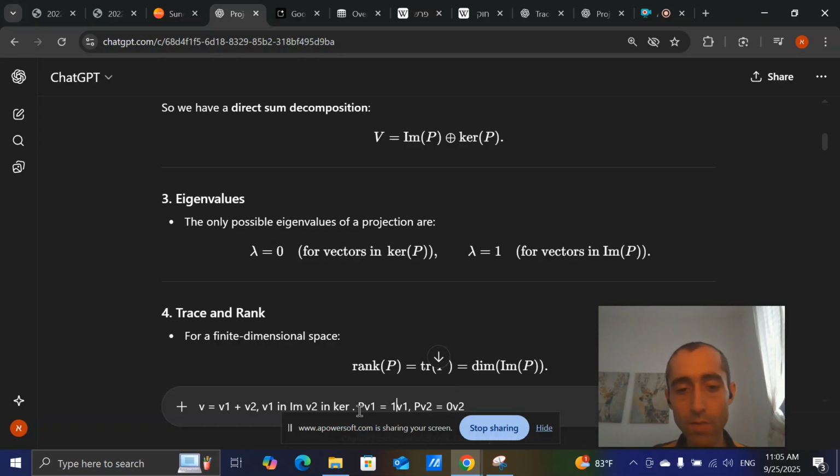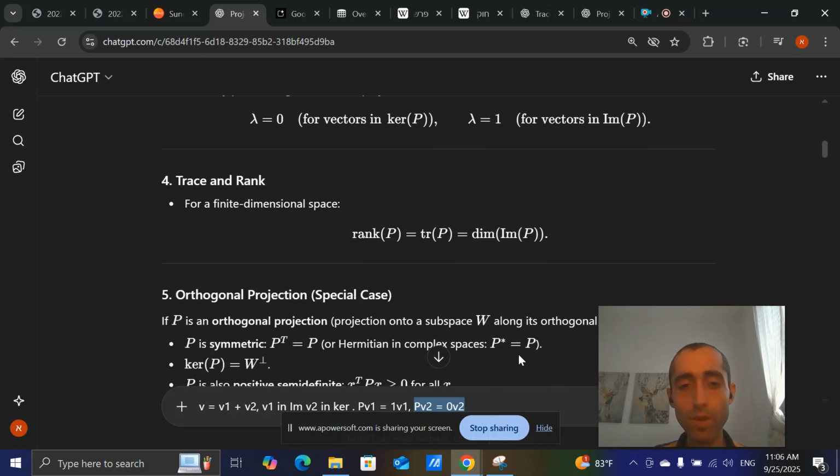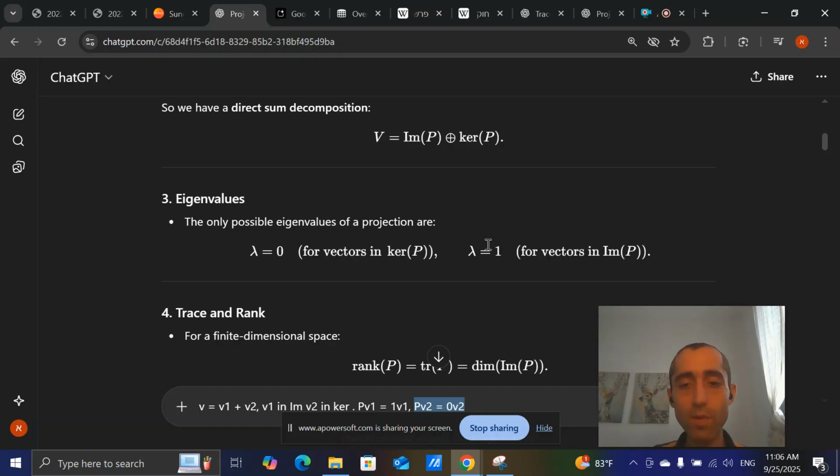You can see here the eigenvalues: the eigenvalue 1 for image vectors and the eigenvalue 0 for kernel vectors. Okay, so this is a nice property. The eigenvalues of a projection matrix are only 0 or 1.